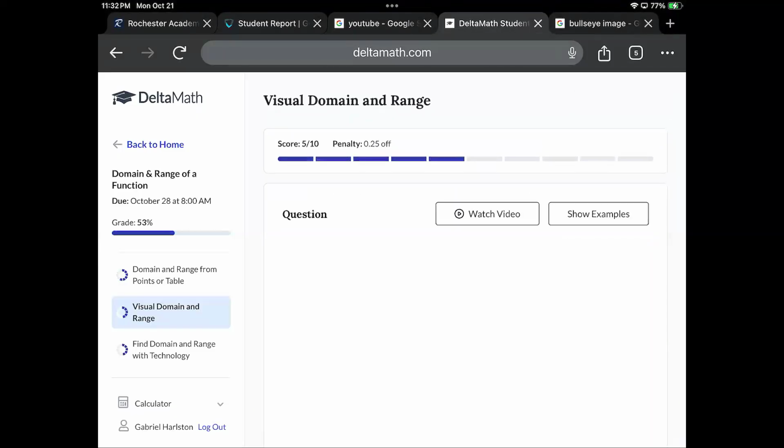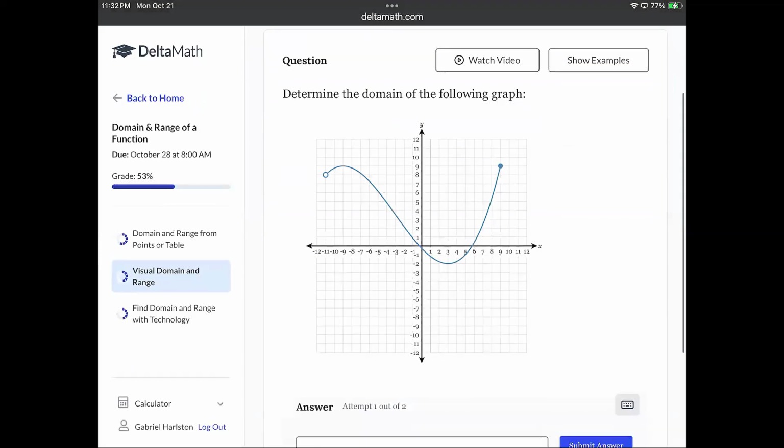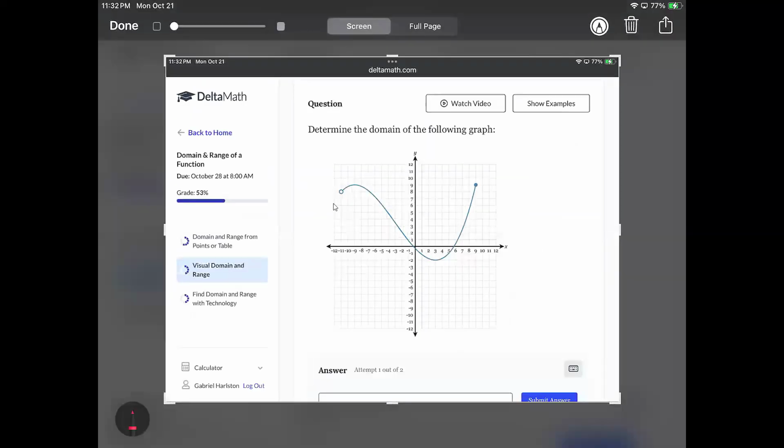So this one, we're looking for the domain. That means we want the inputs, which means we need vertical lines. Let me take a quick picture. Here we go. We're going to start on the very left. That's a -11. And then we're going to go to the very right, and that's 9. So our domain goes from a -11 to a +9.